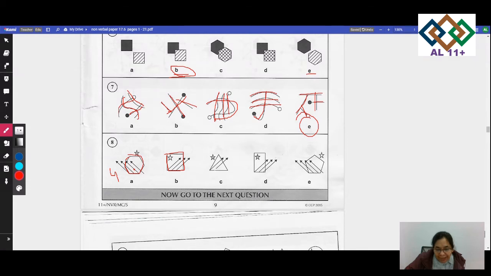One, two, three. Arrow should be two. It has two. One, two, three, four. Arrow should be three. It has three. One, two, three, four, five. Arrow should be four. It has four. So my answer would be A.